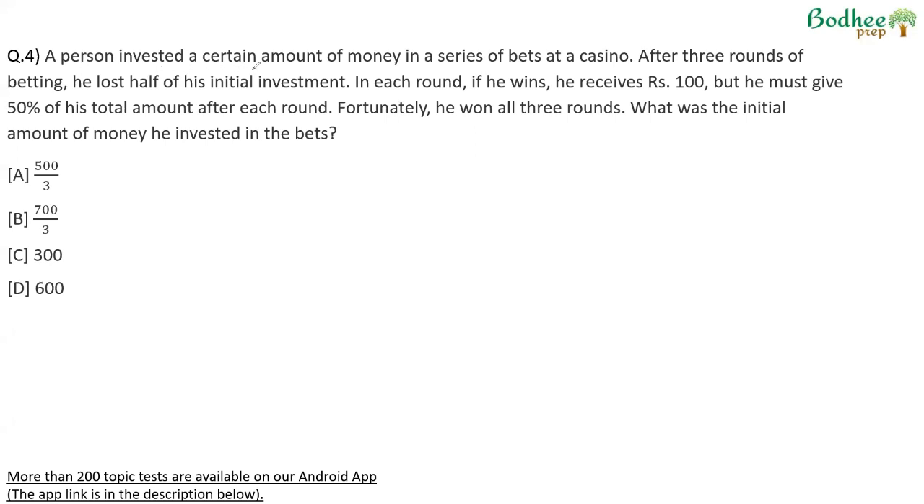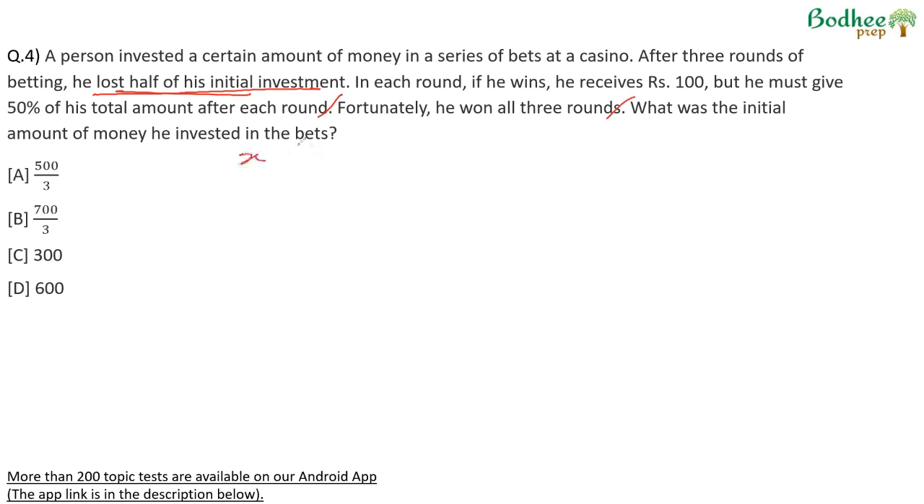A person invested a certain amount of money in a series of bets at a casino. After 3 rounds of betting, he lost half of his initial investment. In each round, if he wins, he receives 100, but he must give 50% of his total amount after each round. So he wins 100 rupees, and then whatever total amount he has, he has to give half of that. Fortunately, he won all 3 rounds. What was the initial amount of money he invested in the bets?